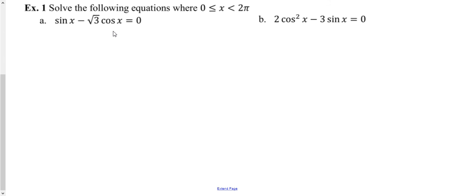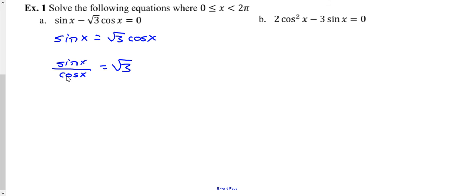But from here, I can't isolate anything. There's nothing in common, so I'm just going to move that cos x away. So I have on the left sine x is now equal to positive root 3 cos x, because all of this is just one big term, was moved to the right. From here, I'm going to divide both sides by cos x, so now I have sine x divided by cos x equals root 3.